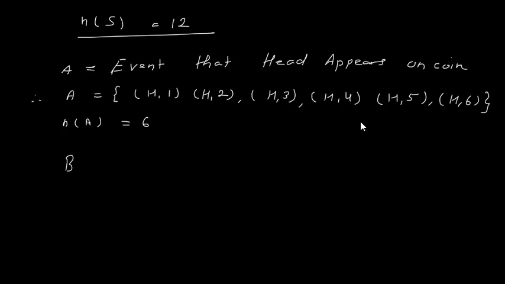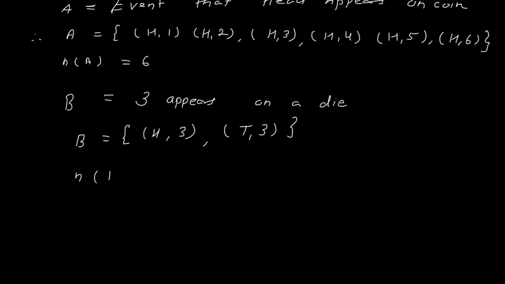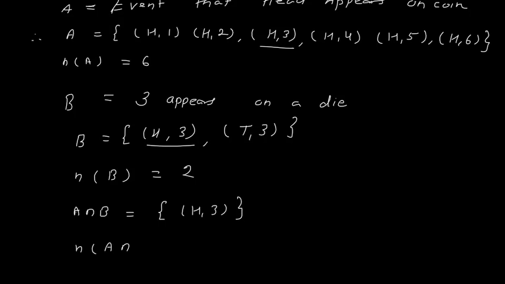Event B is 3 appears on a die. So B will be H3, T3. So the number of B will be 2. Now what is A intersection B? What is common to both A and B? So A intersection B is H3. Only H3 you can see is common. So A intersection B is H3. So the number of A intersection B is 1.